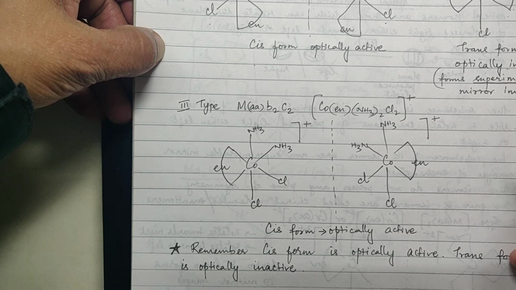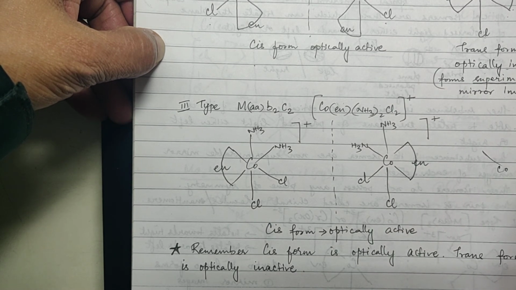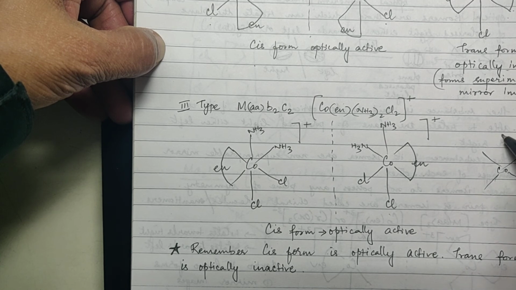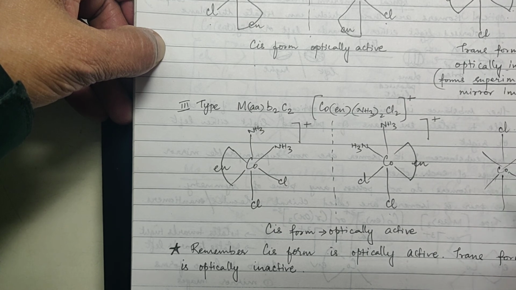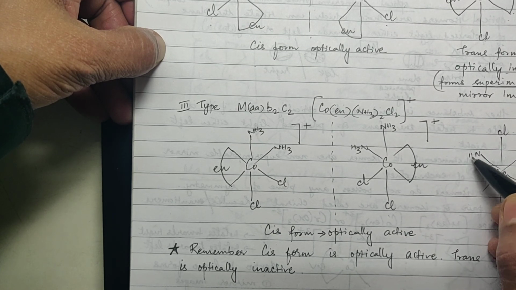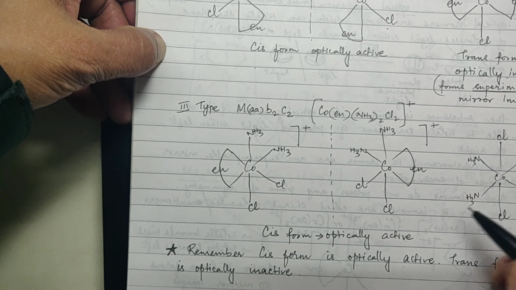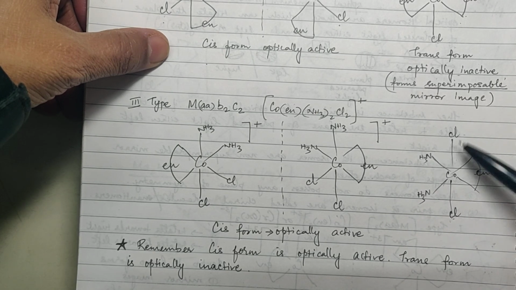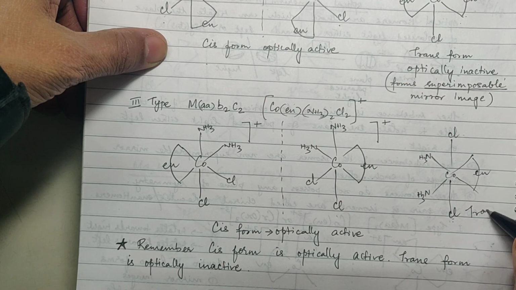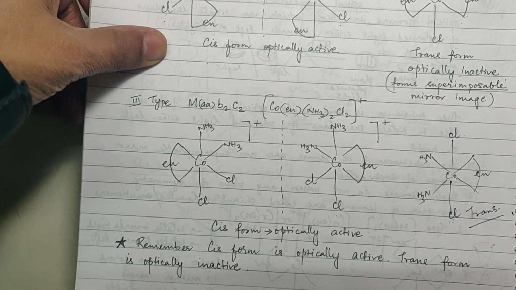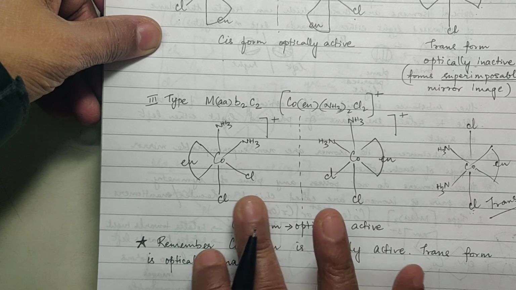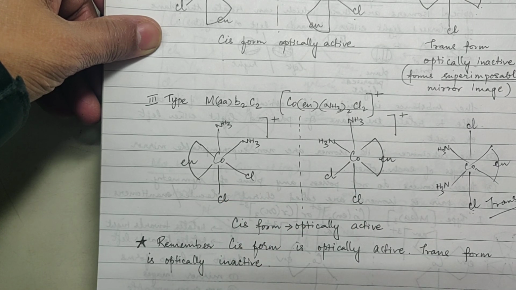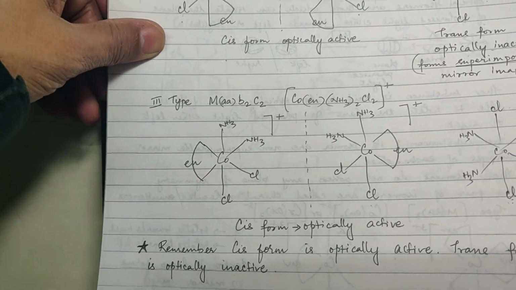Now how can you draw the trans form here? Co, with respect to any one you can show the trans form. Say for example, here I have shown en, then 1 Cl here, 1 Cl here. With respect to one only you can show. You can't show for both the monodentate ligands, you can show it only for one. Now this is trans, because the Cl are present in opposite positions. Only the cis form is optically active because it will form a non-superimposable mirror image. And the trans form will always be optically inactive. Okay?